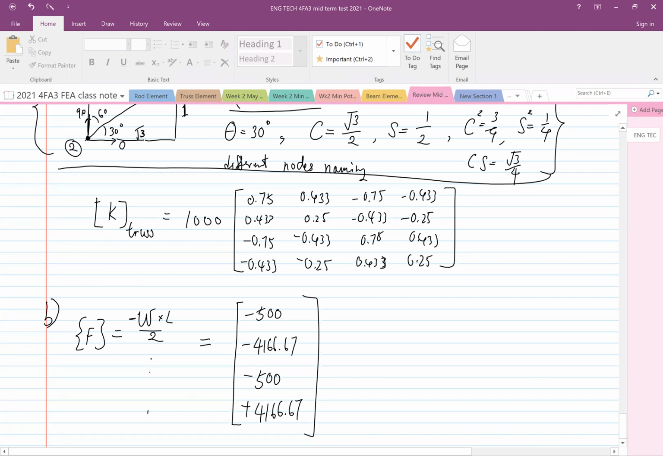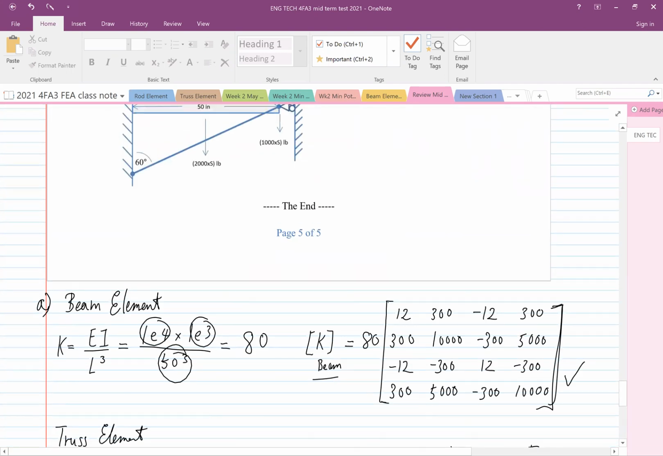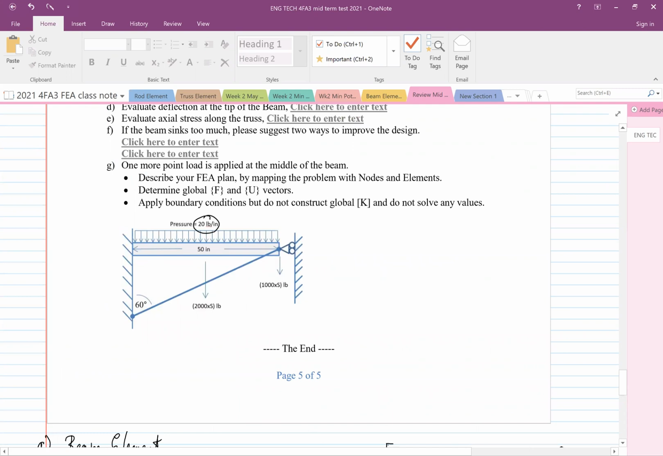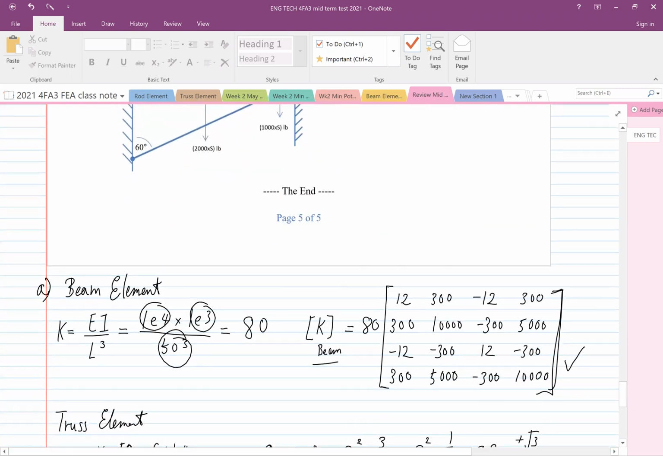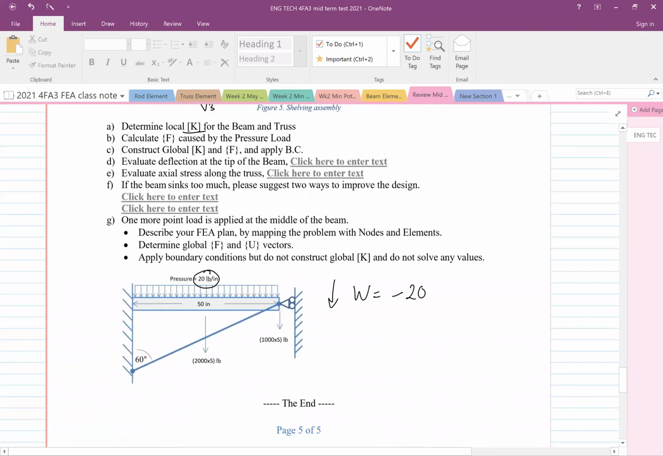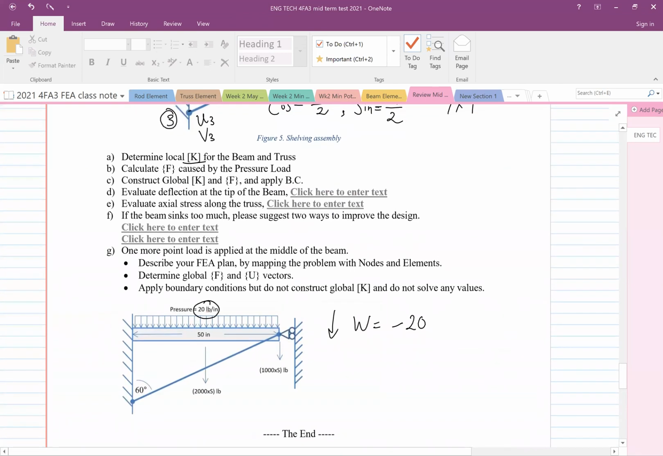Remember, it is a 20 pound per inch down. So workload is -20. If there's pressure going up, it's positive. So B is done. Now that's the exciting part, construct the global matrix force vector and apply BC.